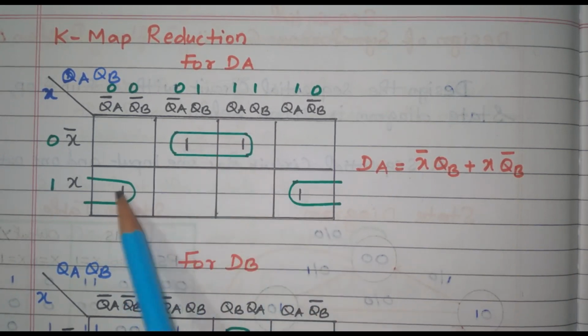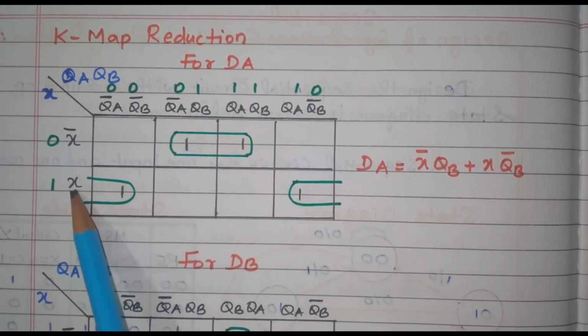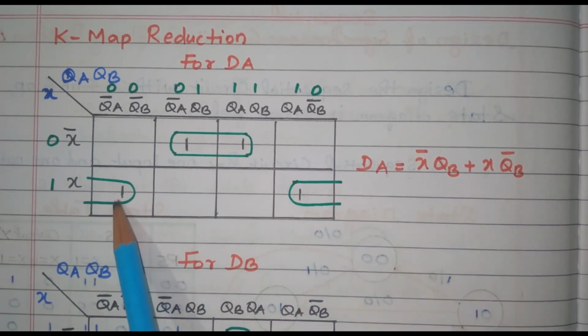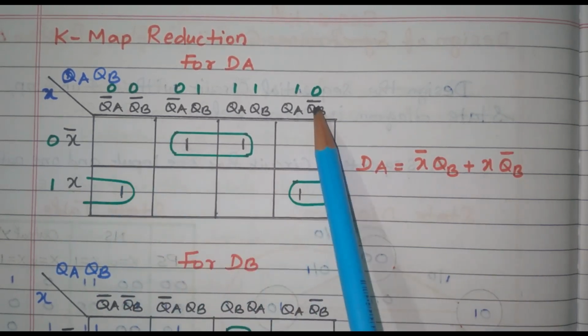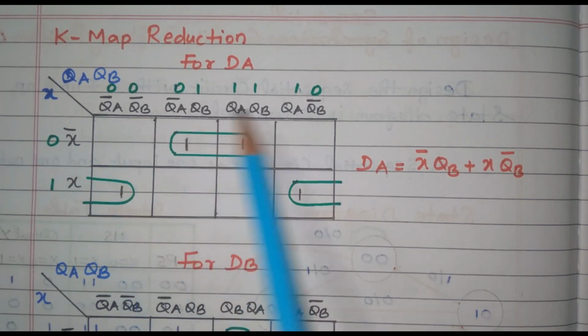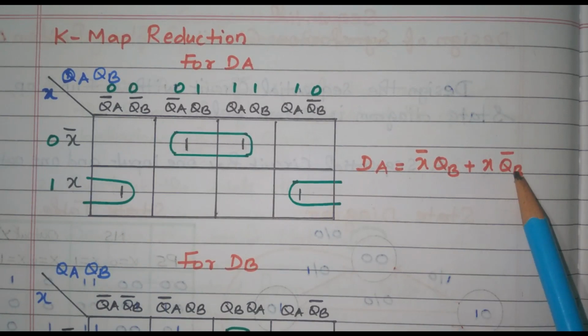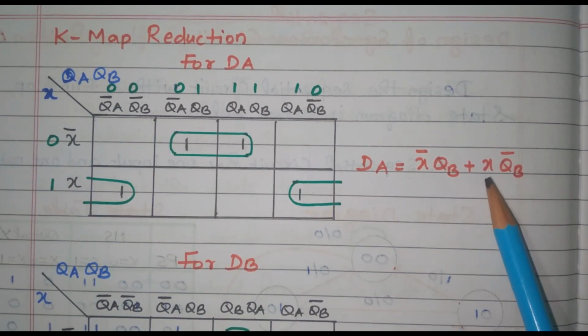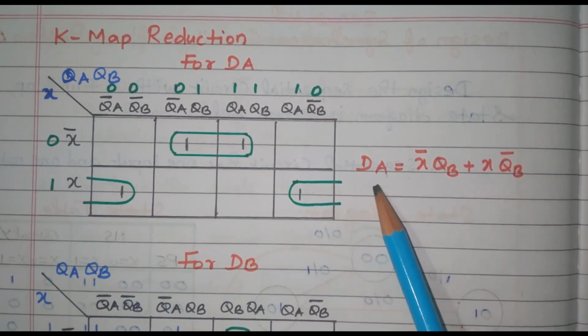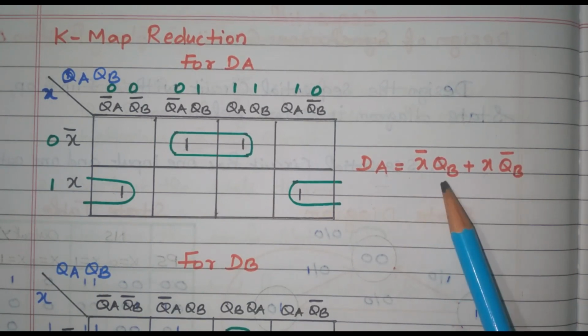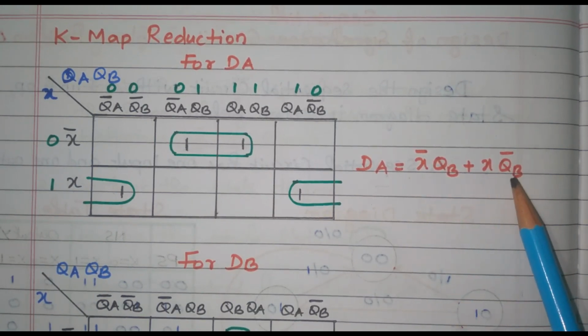Then by grouping these other two ones, X is available. We need to verify the first column and fourth column. QA bar and QA got cancelled, and we have QB bar on both sides. So, X QB bar. So, we got the expression for DA equal to X bar QB plus X QB bar.